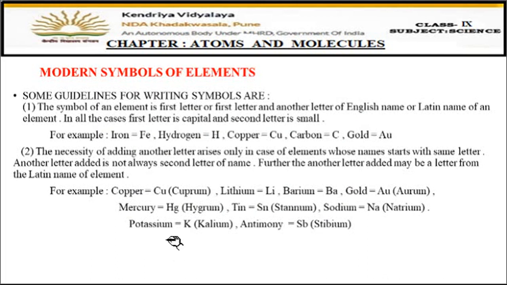Especially the elements which are used again and again, like iron, hydrogen, copper, carbon, mercury, potassium, antimony. Sodium you must know, lithium you must know, copper you must know. Okay, so some 15 elements you must know their symbols, which are used again and again in your chapter and in the chemical reactions which come as examples. Fine. Now there is no need to learn their Latin names, only you have to learn their English names as well as the symbol used to identify these elements.